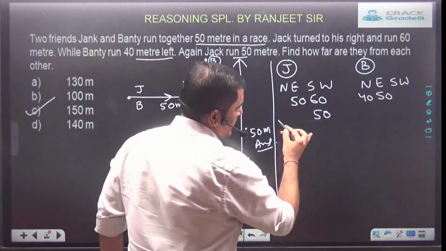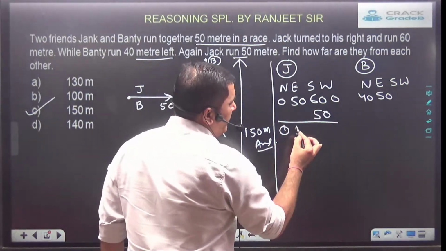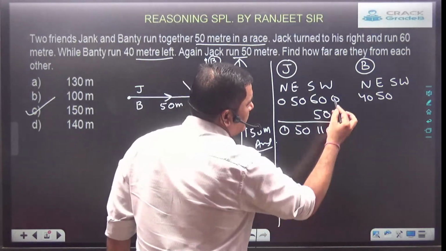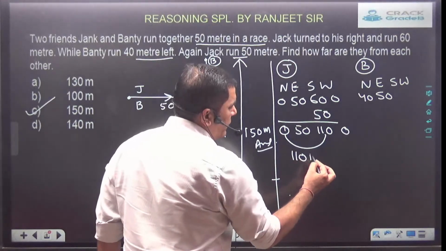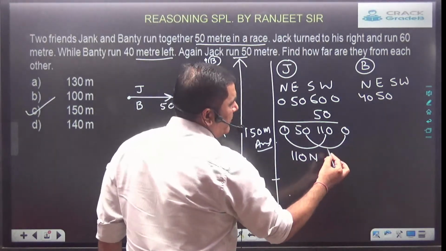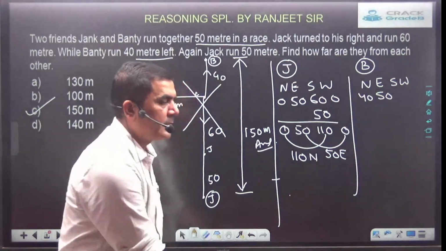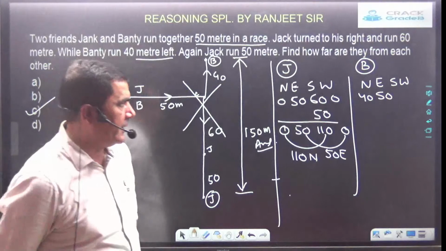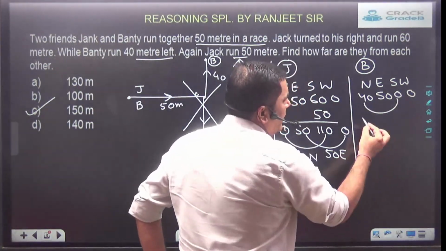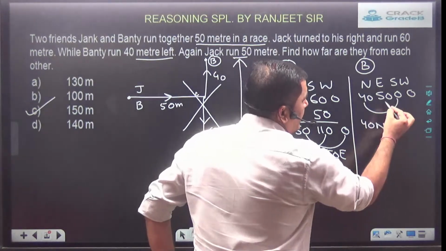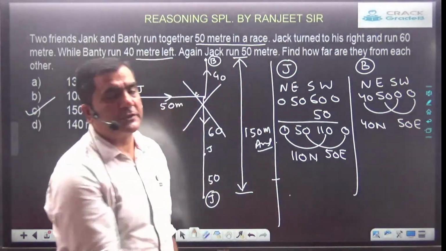Now let's see, this is 0, this is 0, 50, this is 110, and this is 0. If I take these two, it comes out to be 110 north. If I take this one, it comes out to be 50 east. This is the calculation for Jack. Now let's come to Bunty. This is 0, this is 0. Bunty comes out to be 40 north, and this comes out to be 50 east. So this is the calculation for Bunty.